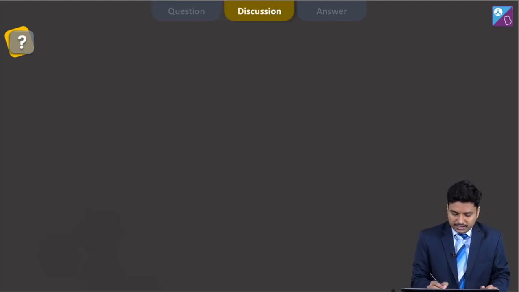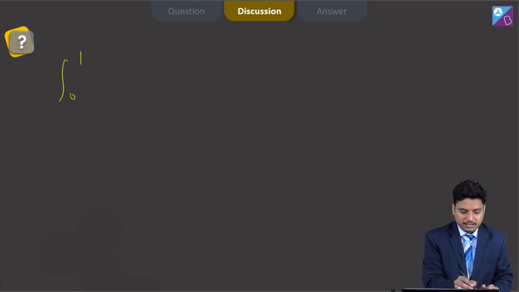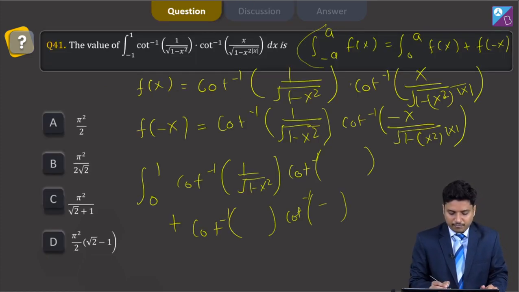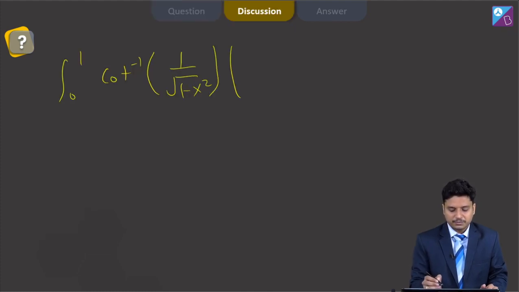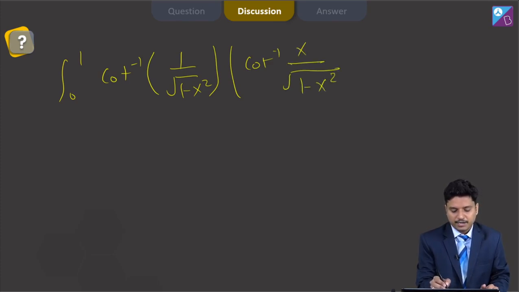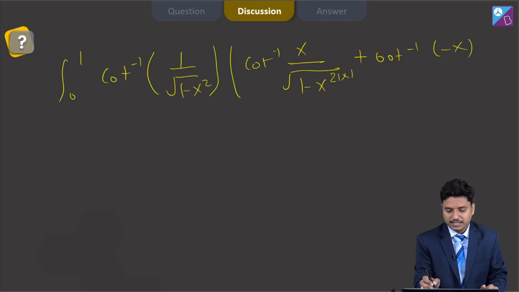So on the next slide, what we can see is 0 to 1 cot inverse under root 1 minus x square. This part is already common. What are we left with? Cot inverse x upon this term and cot inverse minus x. So cot inverse x upon under root 1 minus x square mod x, and plus cot inverse minus x will be there, and the denominator will be the same.